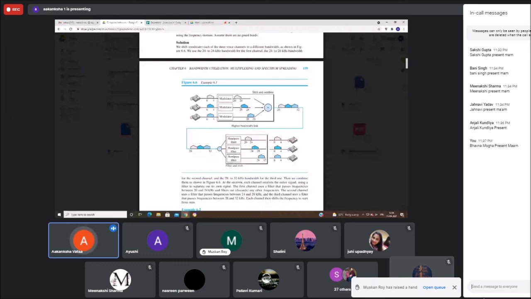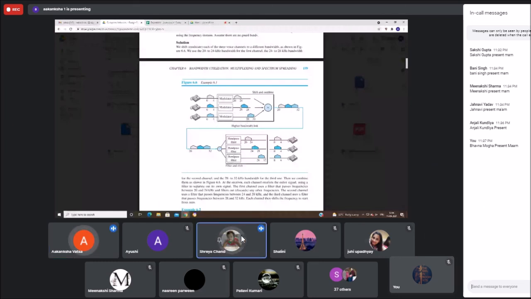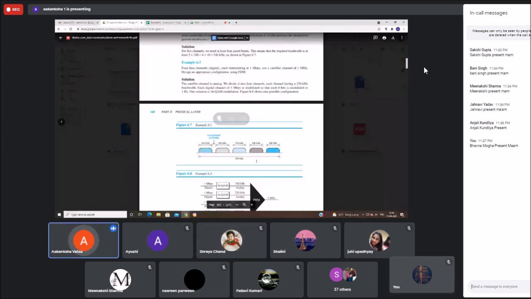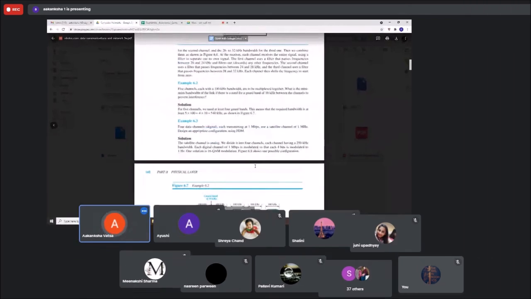Now the next example in this regard is an example. There are 5 channels, each with 100 kilohertz of bandwidth.